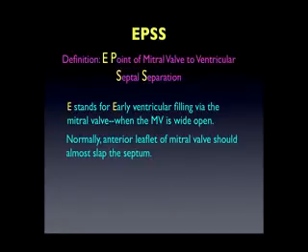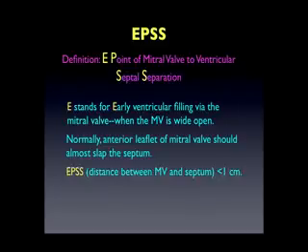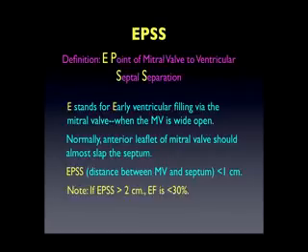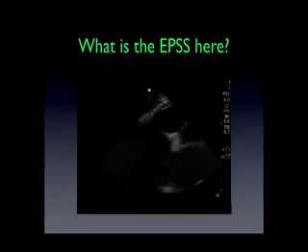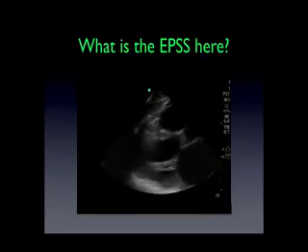Normally, the anterior leaflet of the mitral valve should almost slap the septum, and there should be very little space. In fact, the distance between the mitral valve and the septum, the EPSS, should be less than 1 centimeter. If it's greater than 2 centimeters, for example, the ejection fraction is considered to be less than 30%. Now, what's the EPSS here?